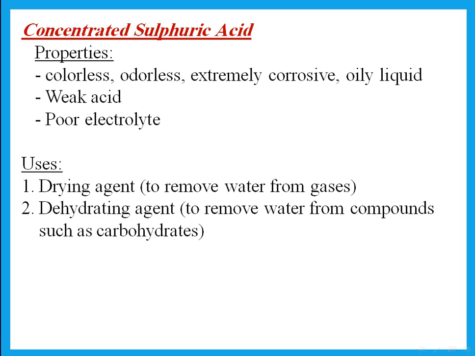Now, what do we use it for? We use it as a drying agent because concentrated sulfuric acid absorbs water from gases. So if in an experiment a gas is passed through sulfuric acid and the question asks why, it's probably to remove the water from the gas. It's also used as a dehydrating agent because it removes water from compounds such as carbohydrates.